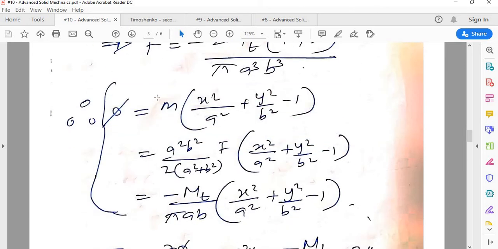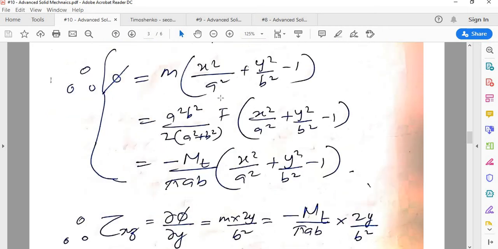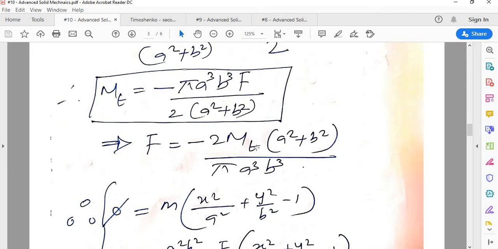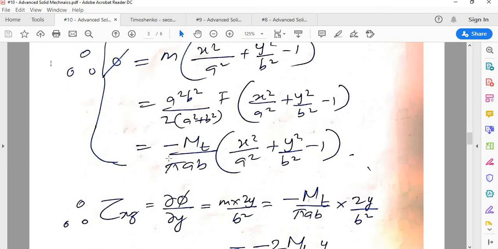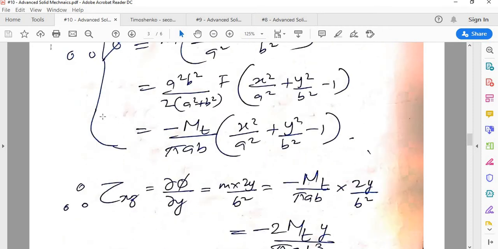So this was our initial phi. Now for m we arrived at an expression in terms of f. So f we related to the external torsional moment. So this is the final expression for phi. Okay, so the expression for phi is ready.